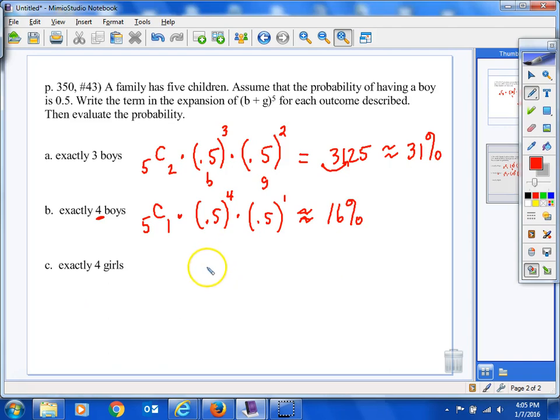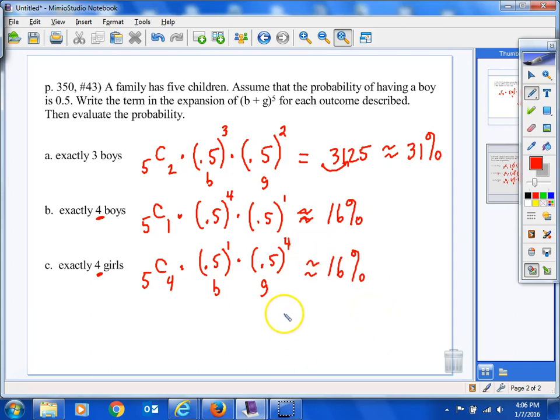Okay, what about 4 girls? Well, here's my boy likelihood, here's my girl likelihood. This time I'm going to take the girl likelihood, it's in this format, so the second variable represents girl. Let's raise it to the 4th power, meaning the boy will be raised to the 1st power, and our combination factor will be 5C4. All right, multiply all that out, and as it turns out, when you get the decimal form and round it, it's also 16%.